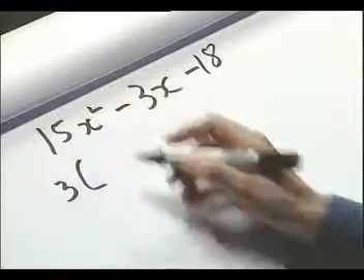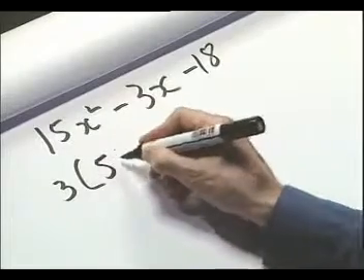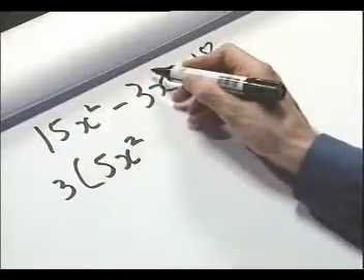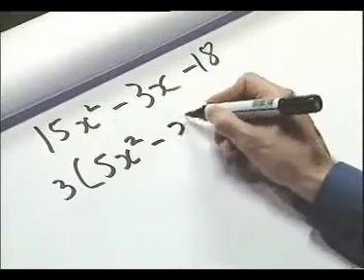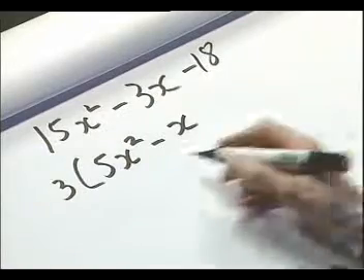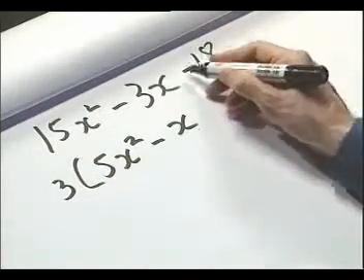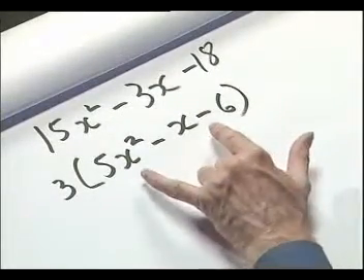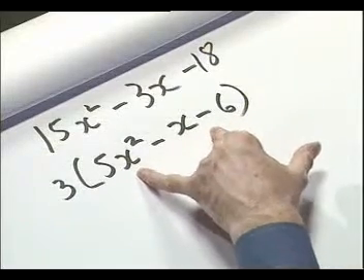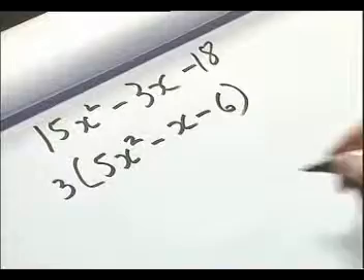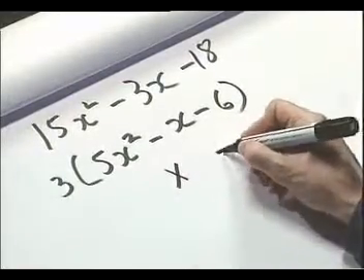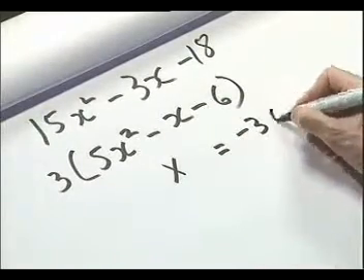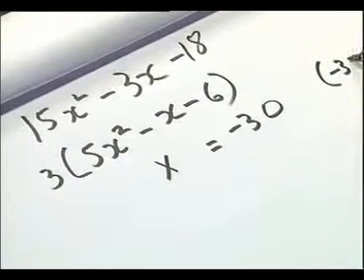3 times something has to give us 15x squared. So 3 times 5x squared will do that. 3 times something has to give us minus 3x. So 3 times minus x will do that. 3 times something has to give us minus 18, and so minus 6 will do that. And now we're looking at factorising this expression here in the bracket. And we're looking for two numbers that will multiply together to give us 5 times minus 6, which is minus 30.